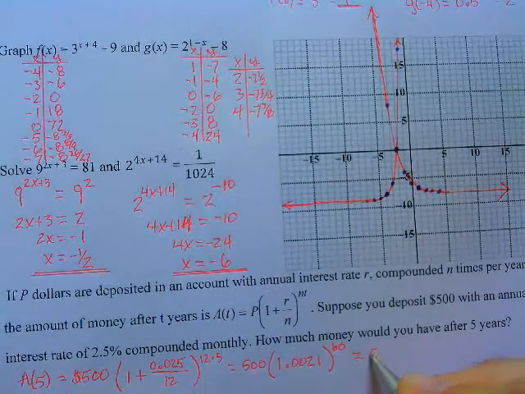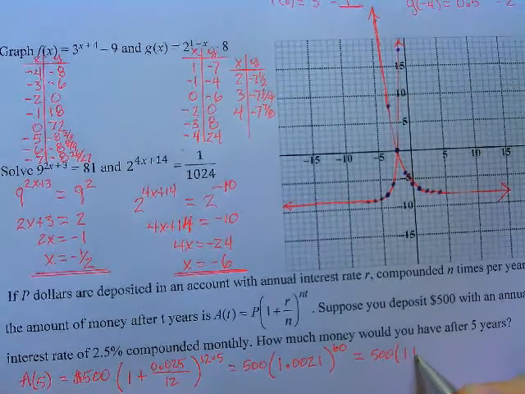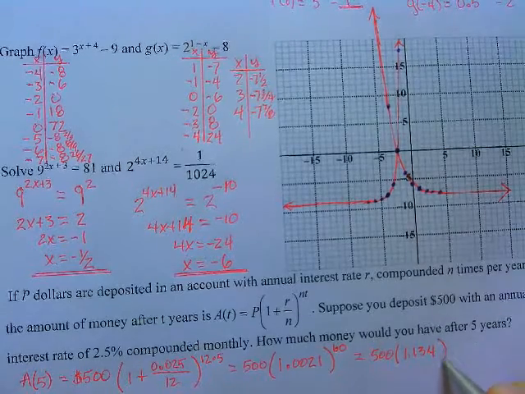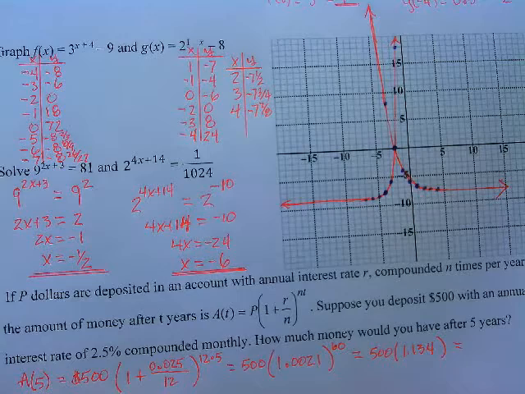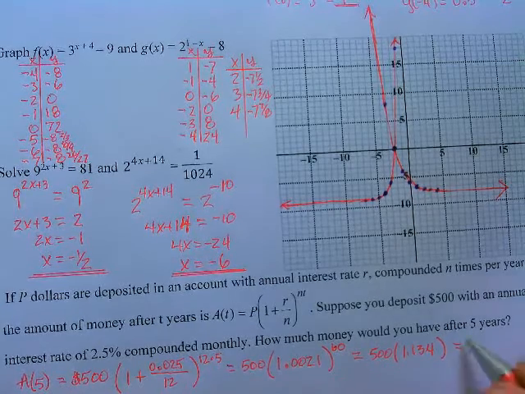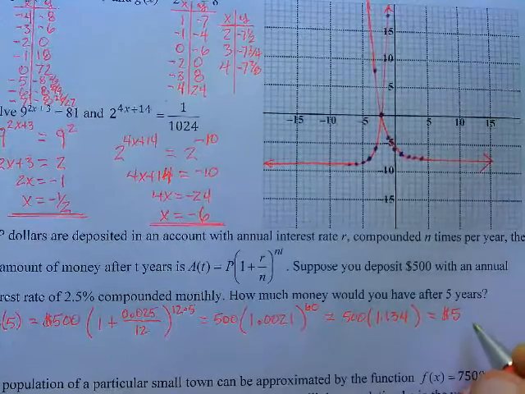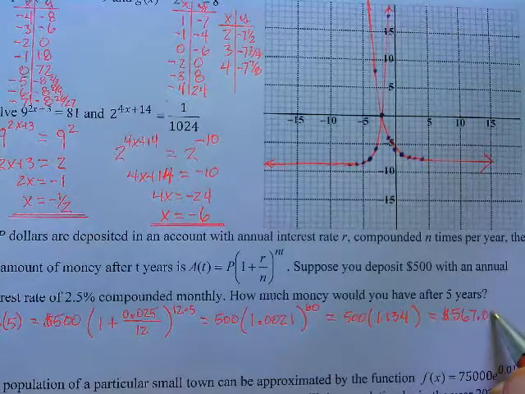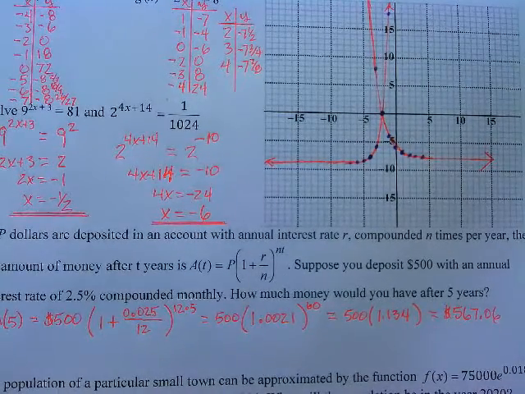So we're going to have 500 times 1.134, and we can go ahead and multiply, and we come out with $567.06. Actually, it'd be 7 cents, but we can leave it there.